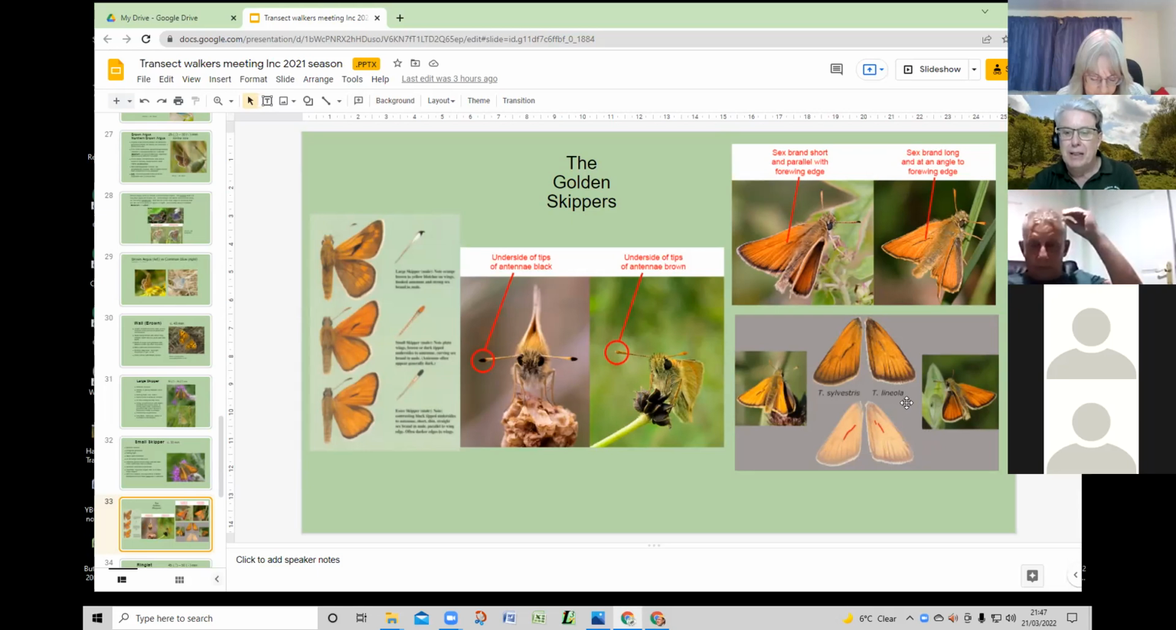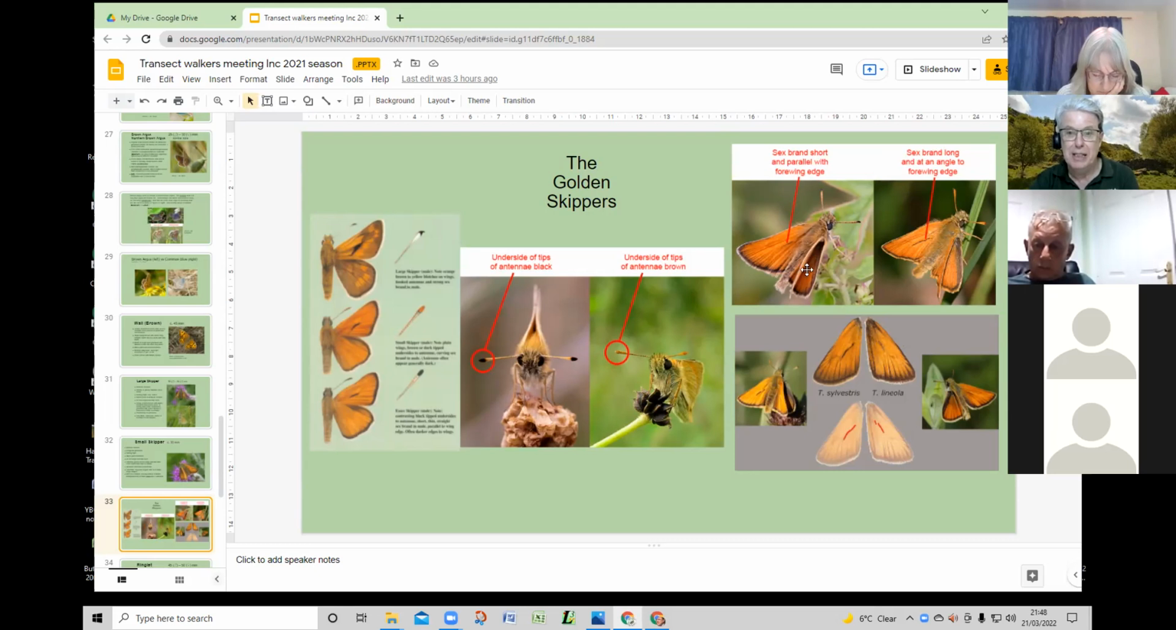That is quite distinctive, but difficult to see in the field, because as you can see there, it's quite tricky. So you need to see a number to be sure. So my tip is start with the antenna tips, then to confirm, move to the sex brand. There's lots of other things you can look for, but on their own, they just don't stand up.